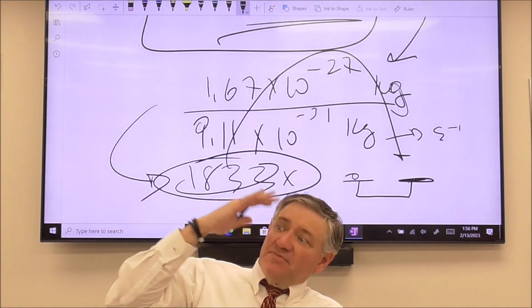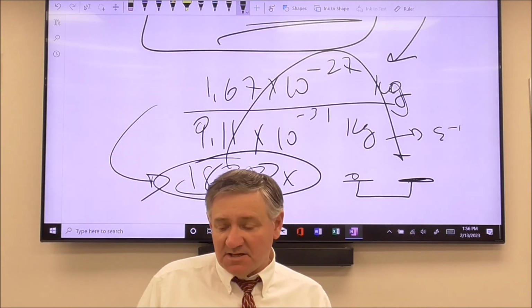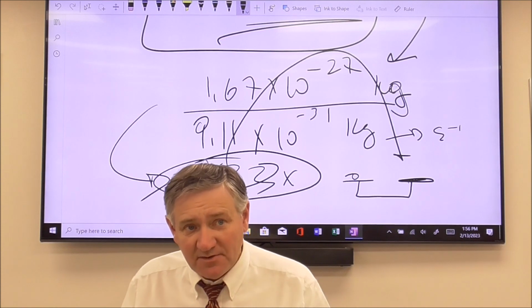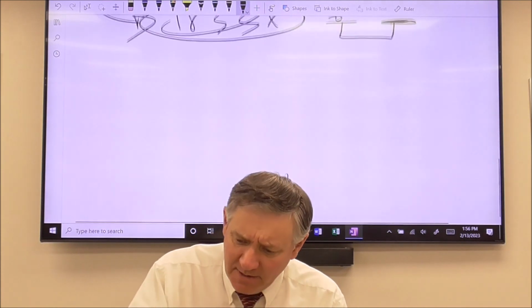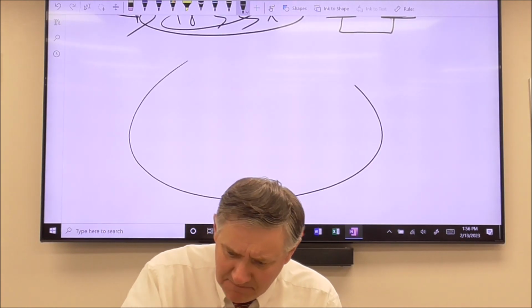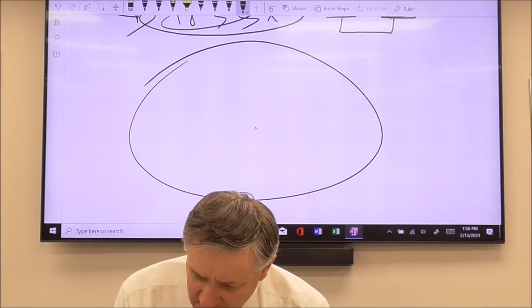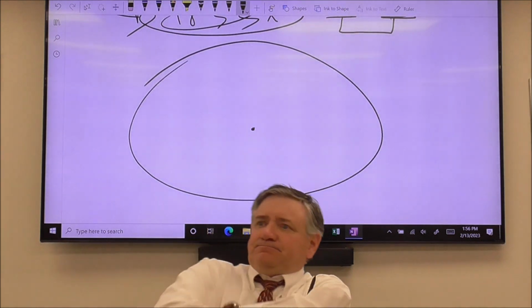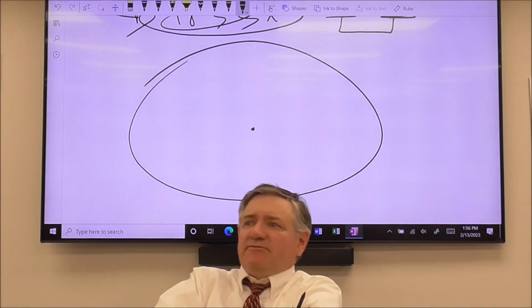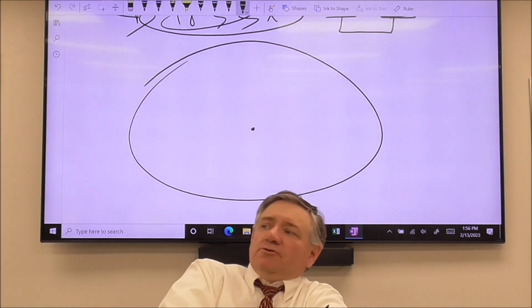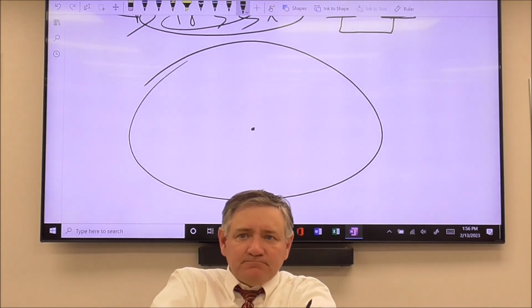And this is what frustrated physicists, because once they figured out that here's an atom, it's massive in terms of volume. But Ernest Rutherford came along and said, it's cool, you have a massive electron cloud. It occupies volume.